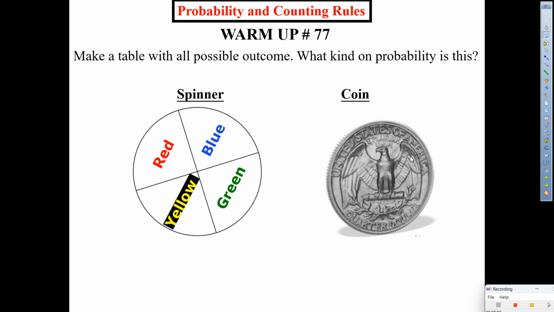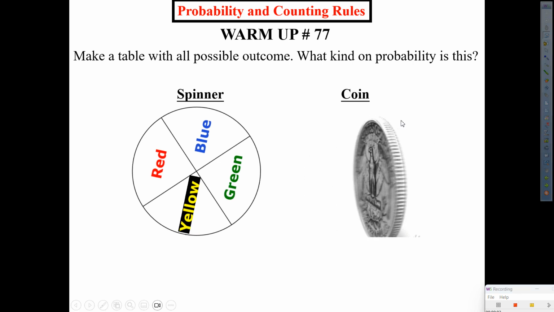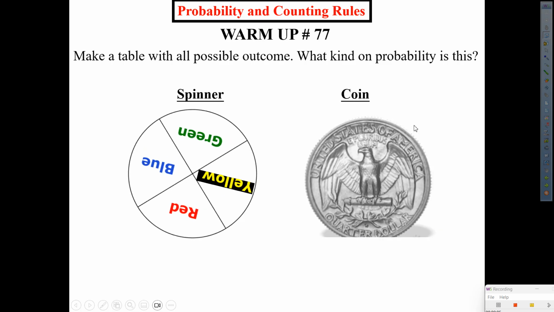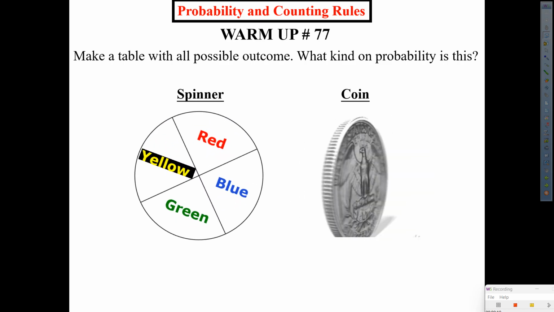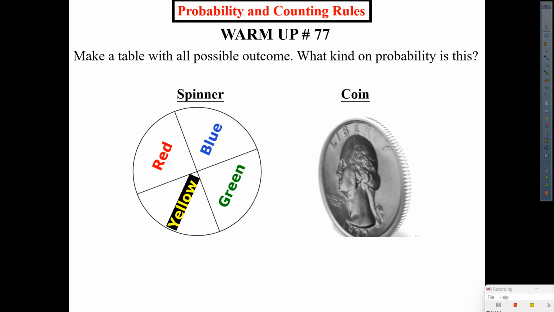Good morning, everyone. Welcome back to another exciting day in mathematics. How's everybody doing? Good? How was home play last night? Good? All right, good.